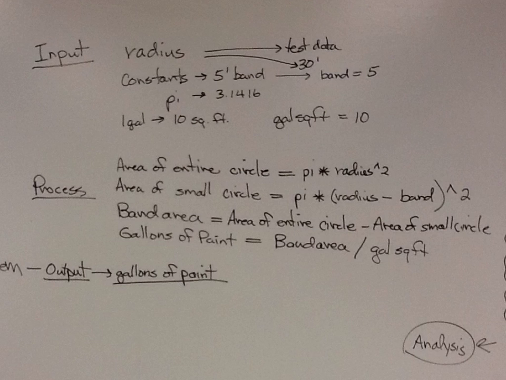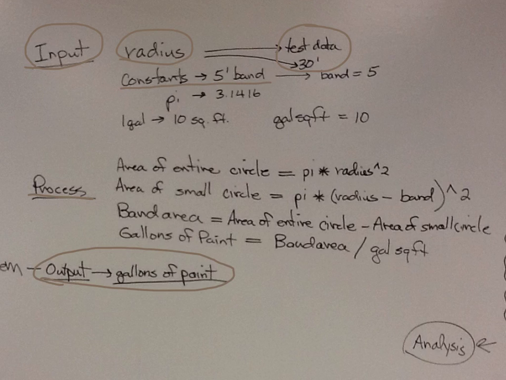Then we'd already talked a little bit about the output, how many gallons of paint. That's what we want out. Then we talked about what we would have to put in before we talked about the process. And the student said, well, you got to know the radius of the outside circle. So I gave him some test data. I said, well, okay, what if it's 30 feet?